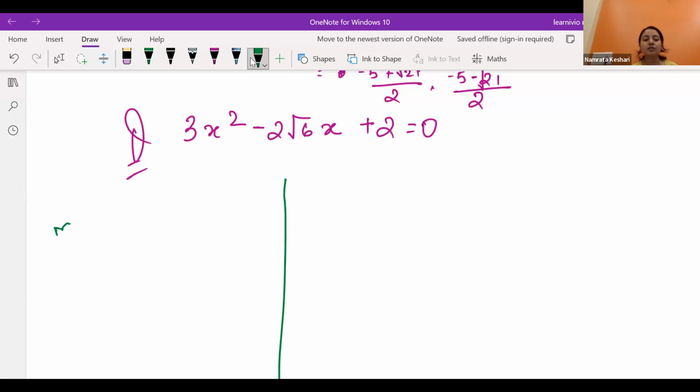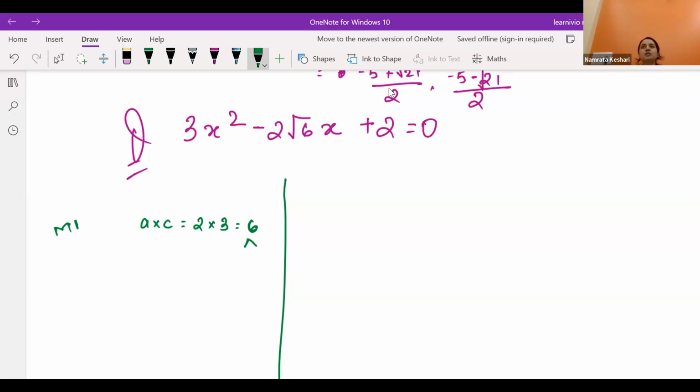Method 1 is splitting the middle term. Is the answer root 2 by 3? Let's check it. First we multiply a with c, that is 2 with 3, that is 6. Now we will try factorizing this 6 using two numbers such that by adding or subtracting those two numbers, we get the middle term, that is 2 root 6.